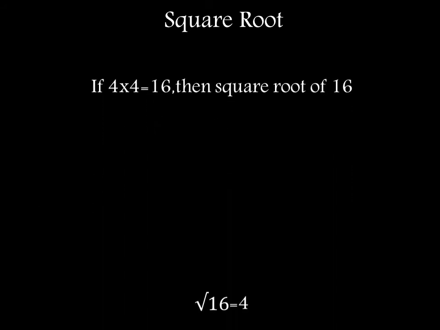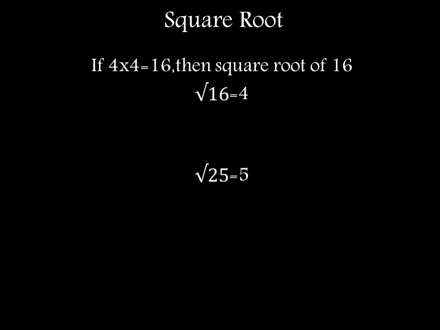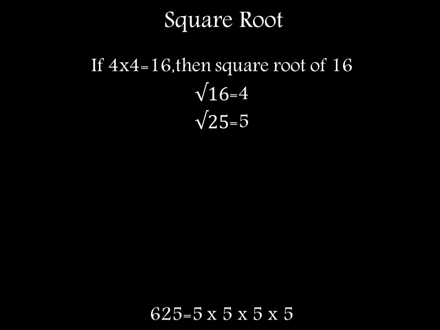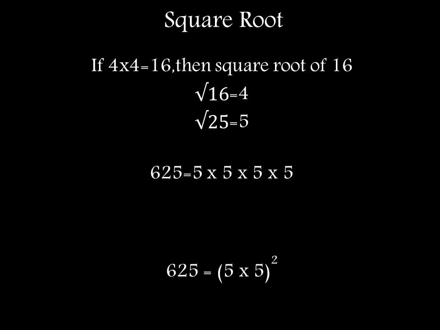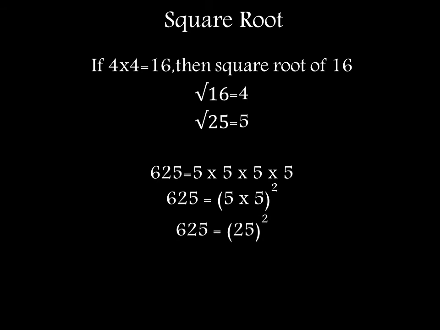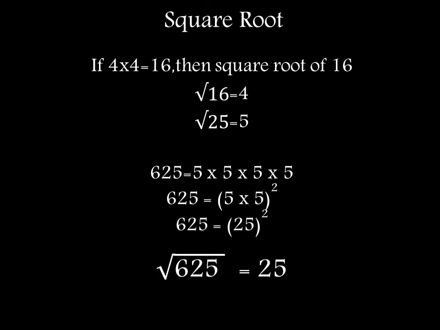Now let's learn something about square roots of numbers. If the square of 4, or 4 times 4, is 16, then the square root of 16 is 4. Similarly, the square root of 25 is 5. Let's find the square root of 625. We can see that the square root of 625 is 25.